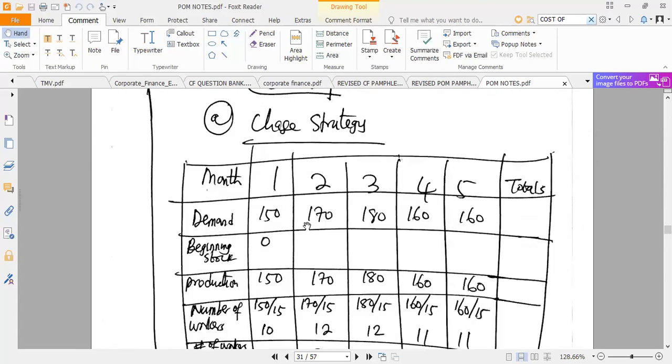Now, our production for a chase strategy, or matching demand, we're producing to meet demand. For the first month, we're producing the same exact amount, since beginning stock was 0, that's why we produced the 150. If the beginning stock was 20, we would have produced 130 so that we meet the demand of 150. If the beginning stock was 10, we would have produced 140 so that we meet the demand of 150. So we have these productions that we have been given here: 150, 170, 180, 160, and 160.